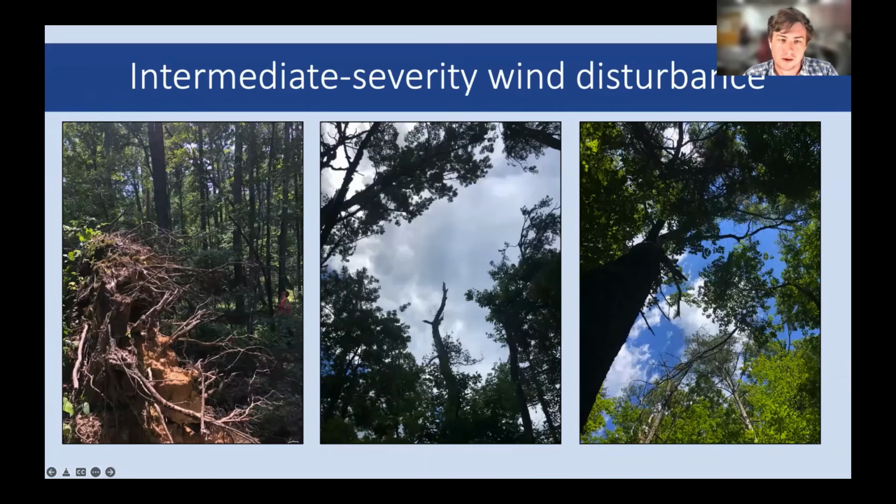So I'll start by introducing this idea of intermediate severity disturbance. Along the disturbance severity gradient, these intermediate severity disturbances occur between the very frequent, localized, single-tree gap scale disturbance and the infrequent, stand-replacing, catastrophic severity disturbances. So these are right in the middle of that gradient, and they may result in a high frequency of localized canopy gaps, or relatively few large gaps, or some combination of both.